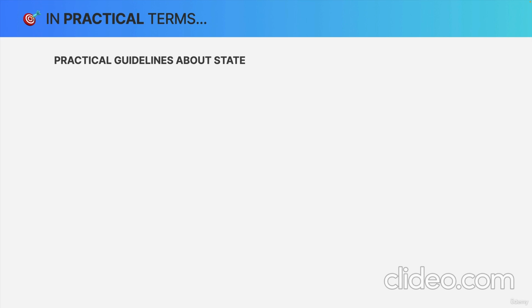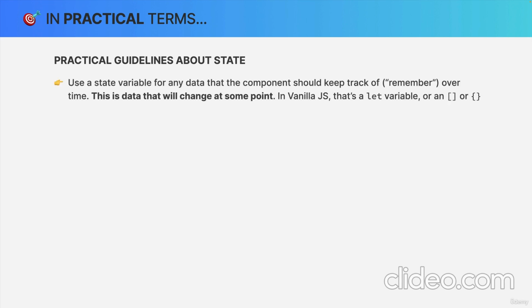First of all, you should create a new state variable for any data that a component should keep track of over time. The easy way of figuring this out is to think of variables that need to change at some point in the future. If you're used to building apps in vanilla JavaScript, those would be variables defined with let or with var, or also an array or object that you mutate over the application's lifecycle. So in React, you use state for those.